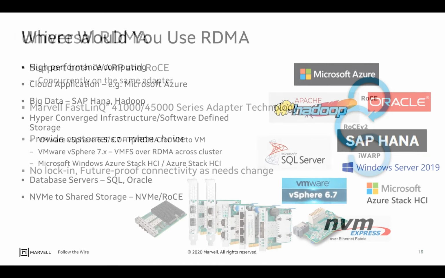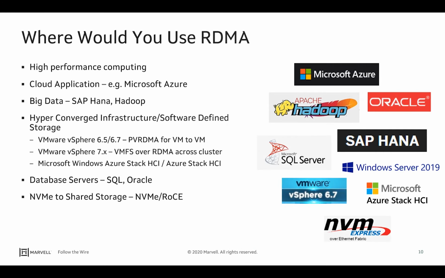RDMA is becoming more prevalent and in some cases required with popular enterprise applications and operating systems. Examples include cloud and big data applications like Hadoop and SAP HANA. RDMA can be used in HCI and software-defined operating systems like VMware 6.5 and 6.7, which supported RoCE RDMA with para-virtualized RDMA for VM to VM low latency traffic. And VMware 7.0 supports VMFS running over RDMA across the entire VMware cluster.